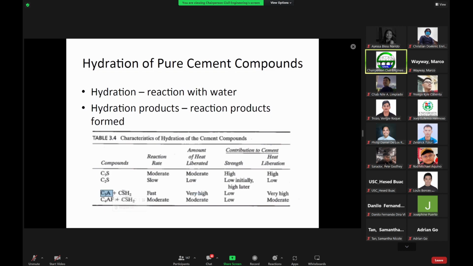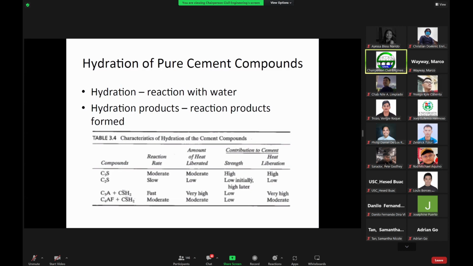So you will see from this table that your C3A has a very high amount of heat liberated, because again, the C3A is very reactive. Also, you see your C3S. This also has a relatively high amount of heat liberated. So it's these two cement compounds that contribute the most to the heat evolution of your concrete, your C3S and your C3A. Your C2S is low because the reaction is very slow.